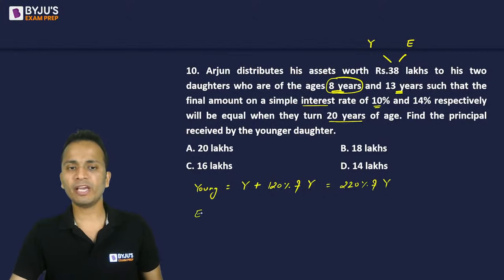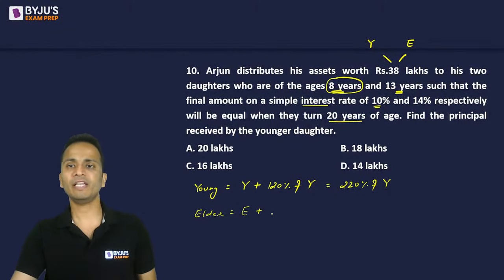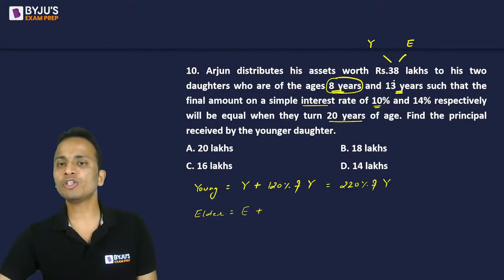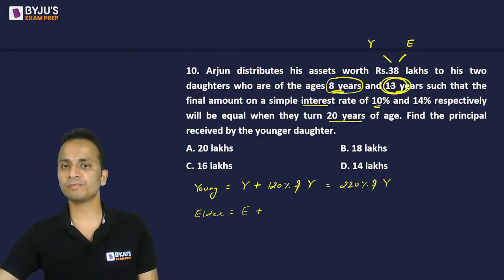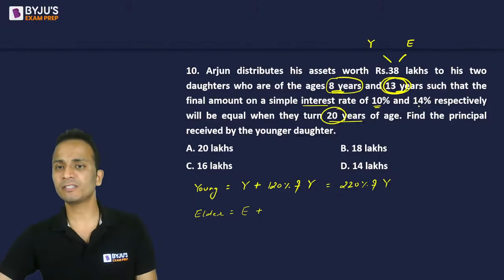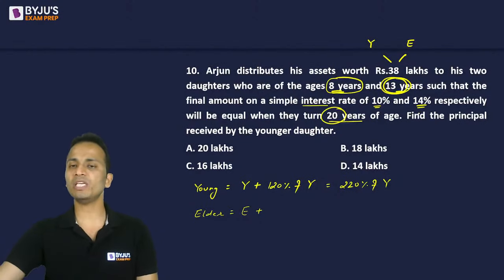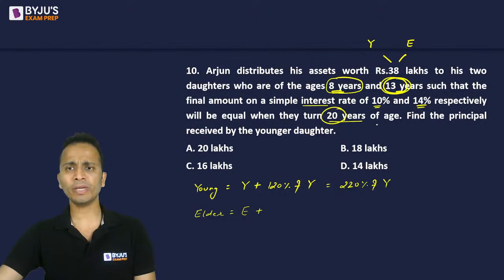Now, in the same way, let's calculate the same thing for the elder daughter. The initial money invested for the elder daughter is E, and then she will get some interest. Right now she is 13 years of age. When she turns 20, that means in 7 years, every year she is getting 14% interest.